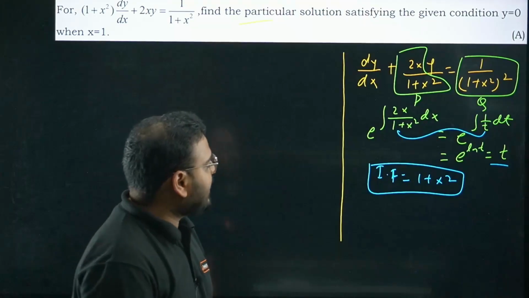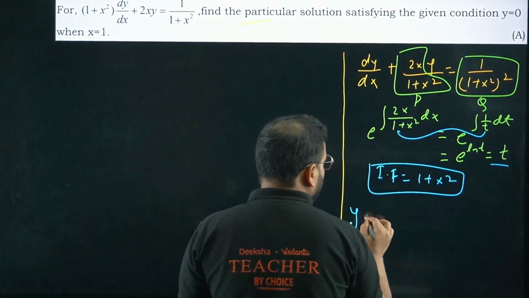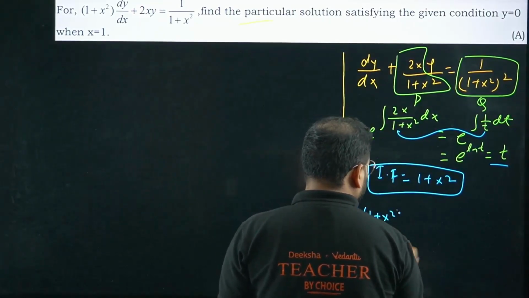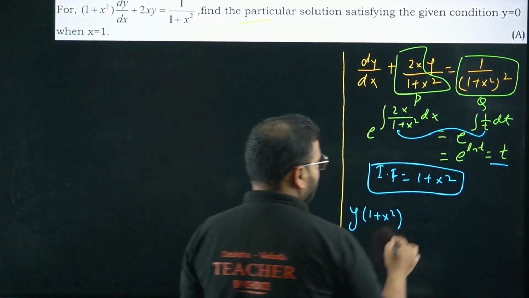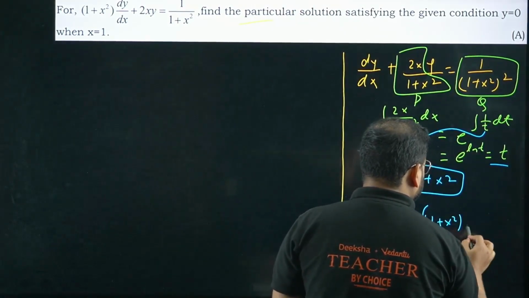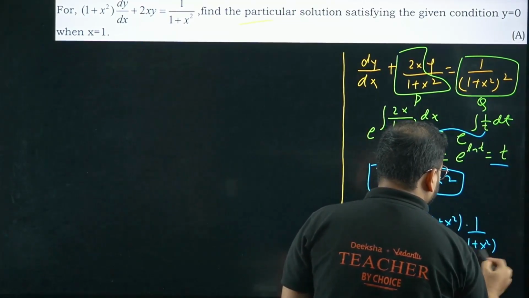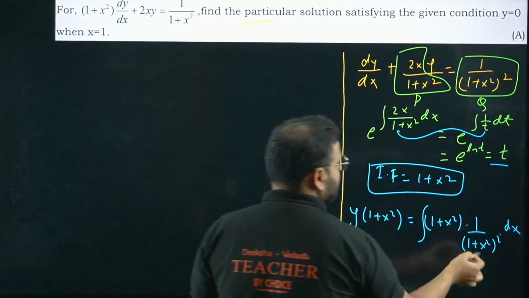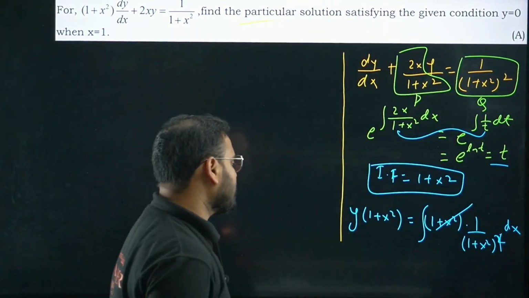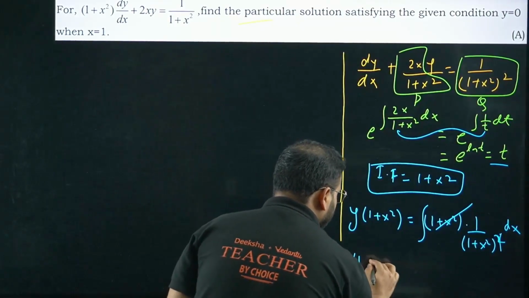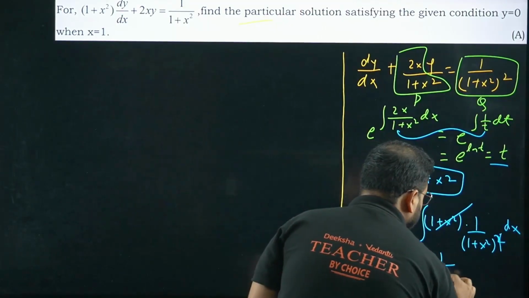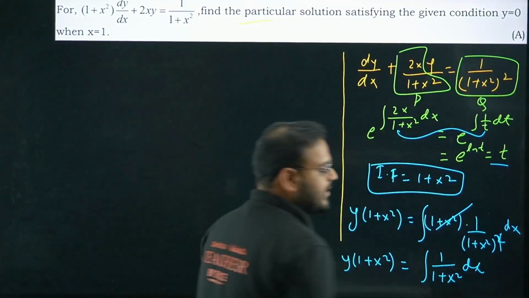Once you get this IF, can you write the answer? Of course, y times IF equals integration of 1 plus x square times 1 upon 1 plus x square the whole square dx. This is the q value. Cancel this out, we have the square. So I'm getting y times 1 plus x square equals integration of 1 upon 1 plus x square dx. This is a very simple integration.